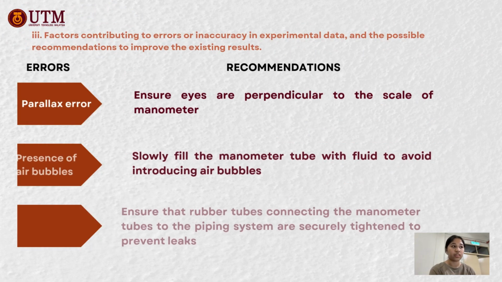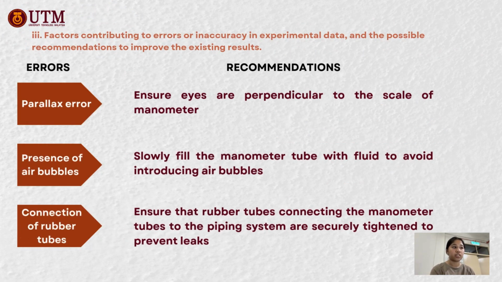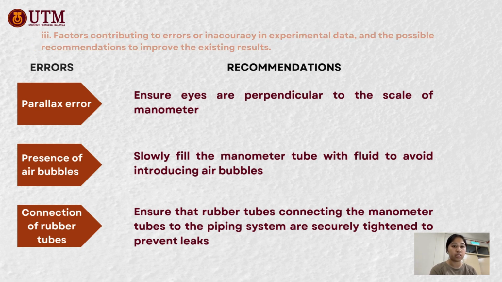So the last question for the discussion is the factors contributing to errors in the experimental data and the recommendations. So the first error is parallax error. So the recommendation is to ensure eyes are perpendicular to the scale of the manometer. The second error is the presence of air bubbles. So the recommendation is to slowly fill the manometer tube with fluid to avoid introducing air bubbles. And the last one is the connection of rubber tubes. So in order to avoid the error, ensure the rubber tubes connecting the manometer tubes to the piping system are securely tightened to prevent leaks.